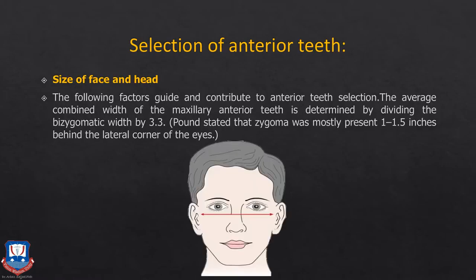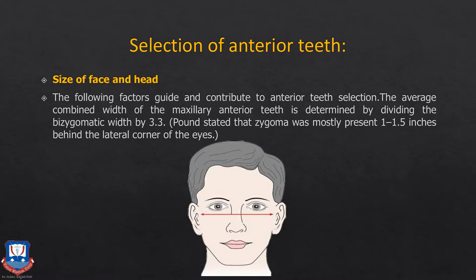Then, the first factor for the selection of the anterior teeth is the size of the face and the head. Many authors have given different guidelines, depending on the bizygomatic width, depending upon the circumference of the head, depending upon the interpupillary distance, interalar distance, distance from the commissures of the mouth. We can gauge the width of the anterior teeth, what width of anterior teeth we need for the teeth setting.